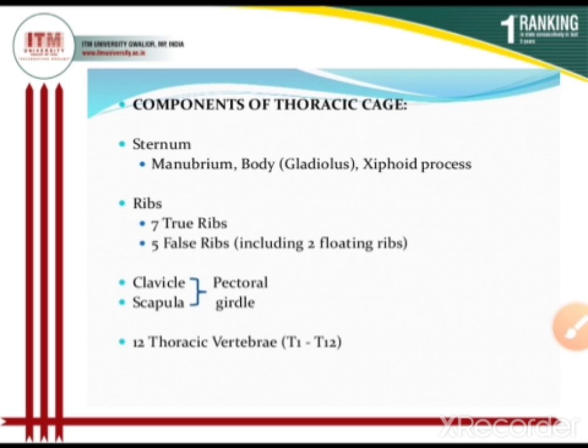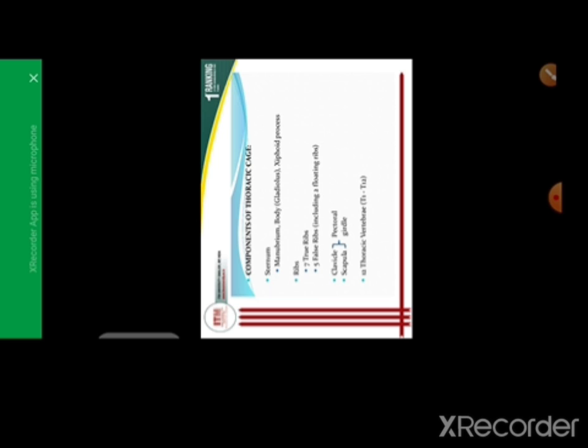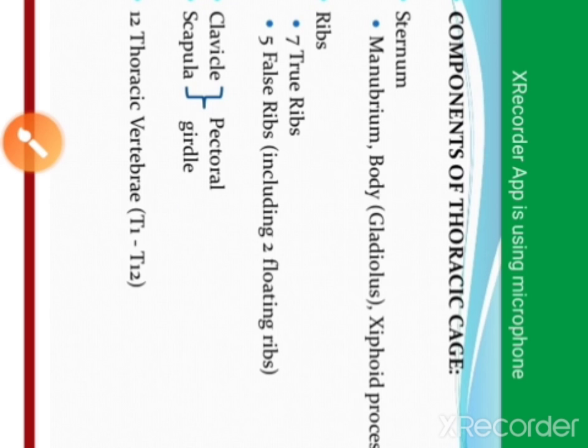So, what are the components of the thoracic cage? These components are the sternum, which consists of the manubrium sterni, called the manubrium, the body, called the gladiolus, and the xiphoid process. So the sternum is made of three parts. The end is called the xiphoid process.